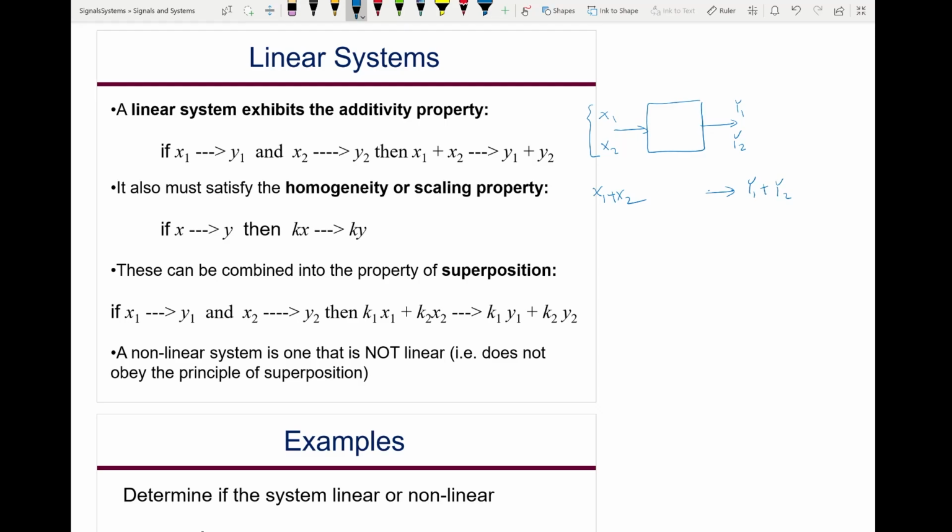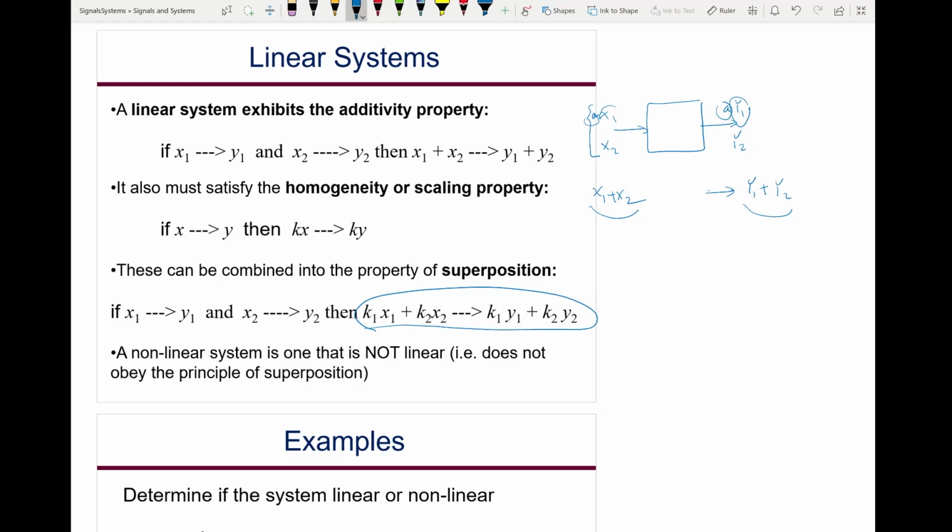If I multiply this input by a, could be 2, so basically now the input is a times x1 and the output is a times y1, then the system is linear. So these are the two conditions for linearity. If I have an input and I amplify it, then the output will be x1's output amplified by the same amount. If the input consists of both x1 and x2 and the output consists of y1 and y2, then that's a linear system. So this is the mathematical condition for a linear system. If it doesn't meet this condition, then we call the system non-linear.